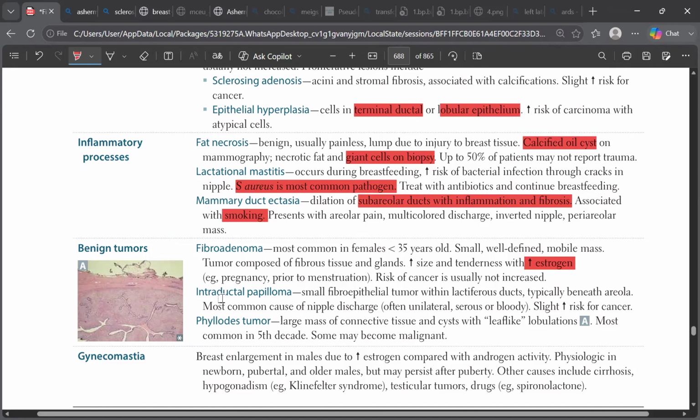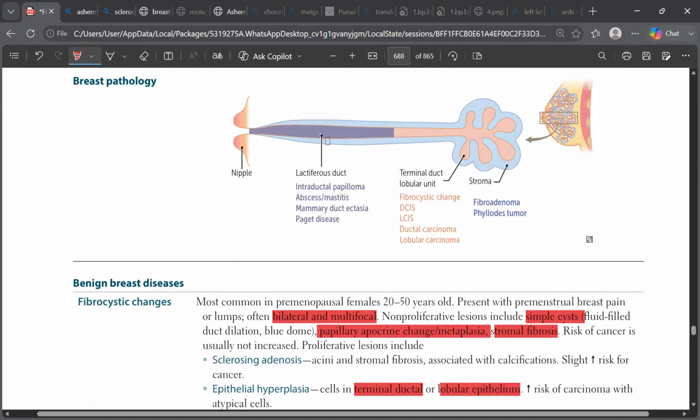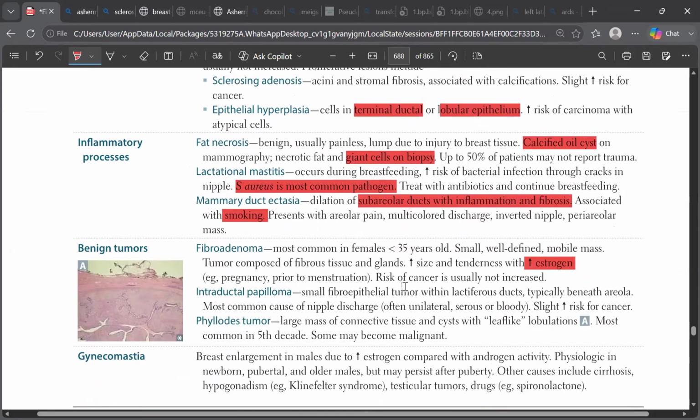Then there's intraductal papilloma, which is a small fibroepithelial tumor within lactiferous ducts, typically beneath areola. So intraductal papilloma occurs here in the lactiferous ducts. The location is important. It is typically beneath areola and is the most common cause of nipple discharge, often unilateral, serous, or bloody, and there's slightly increased risk of cancer.